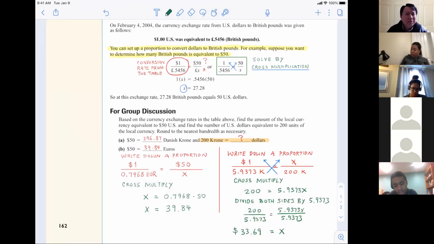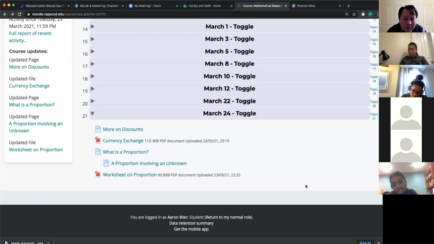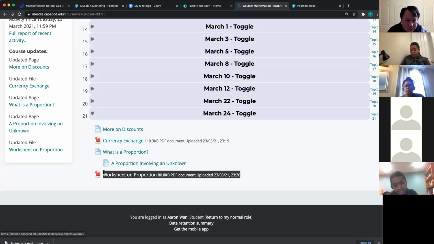I'm going to switch back to Moodle here. I said I'd switch back to Moodle, but where exactly is Moodle? Okay, I think I'm in business now. So let me switch back to Moodle here. Well, do you see this worksheet on proportion under March 24? Okay, so let me open up this worksheet under March 24.